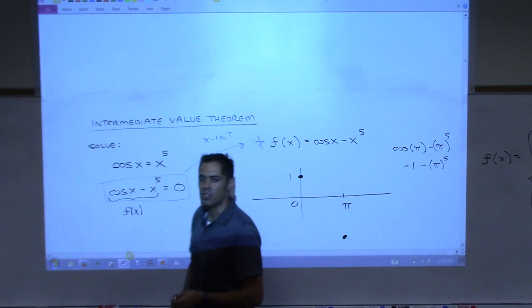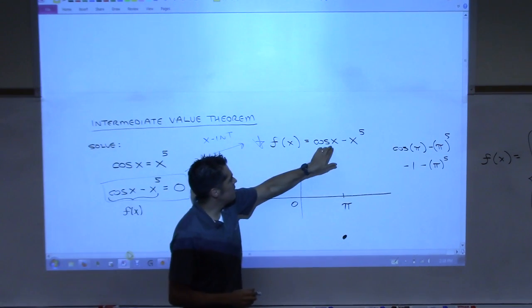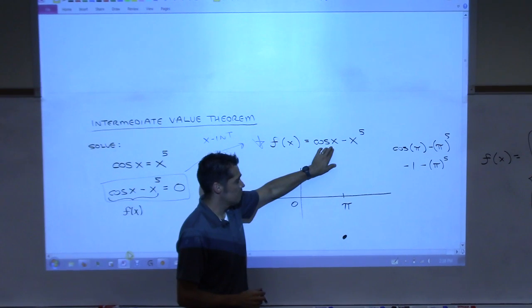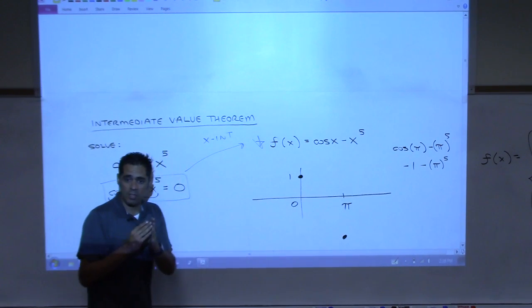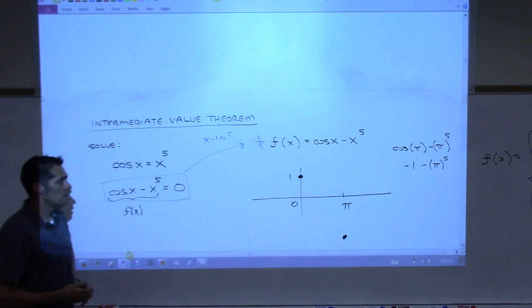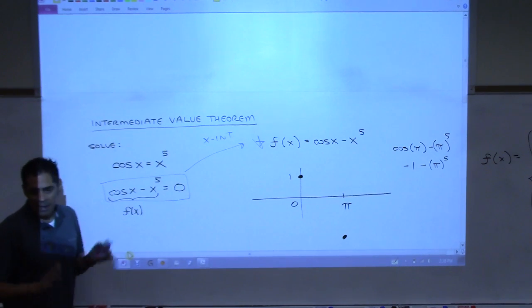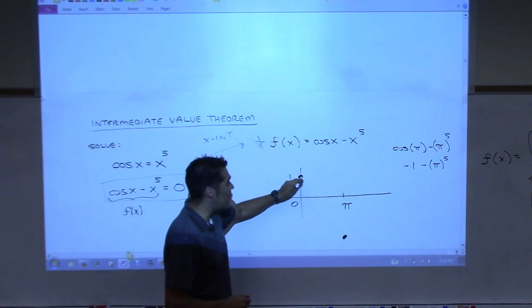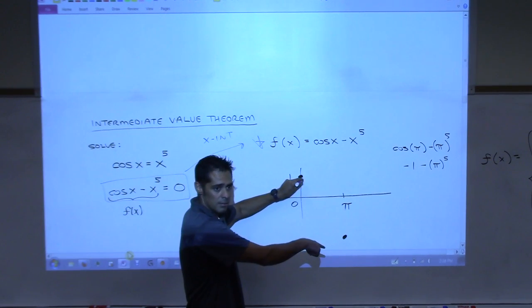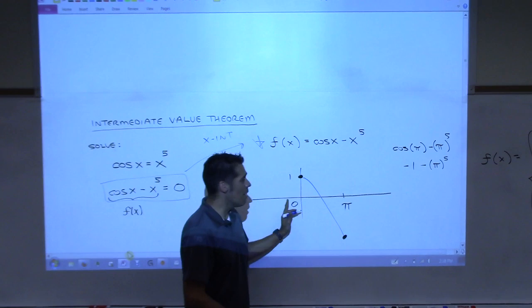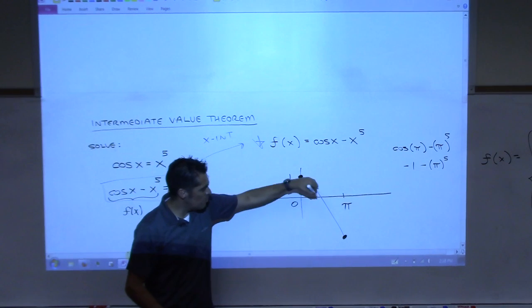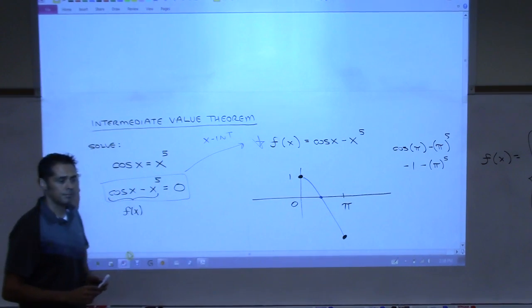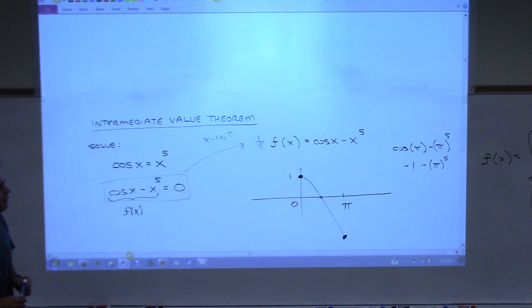Is this a continuous function? Is the cosine function continuous? Yes. Is x to the 5th continuous? Yes. When you subtract two continuous functions, it's still continuous. Which means that when I draw the graph, and I, again, don't know what it looks like, I must go from a positive value to a negative value, right? Somewhere in between there, I have to achieve 0, don't I? So I know that there's an answer in there, don't I?